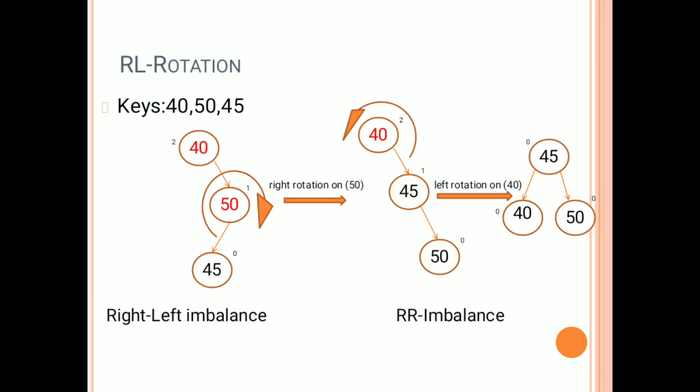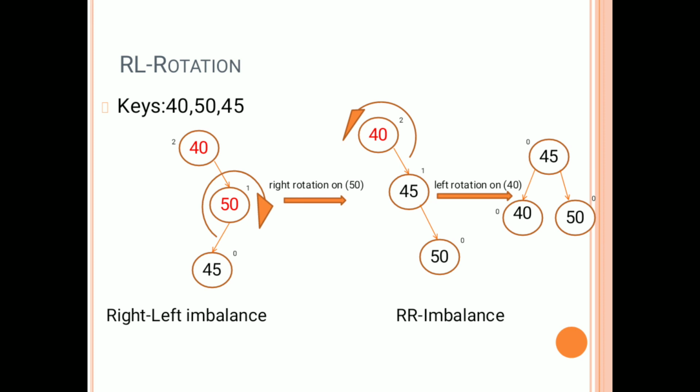Now the tree became imbalanced by inserting 45. That is, 45 is inserted on the right of 40 and left of 50, so it is right of left. By inserting 45 the tree became imbalanced. That's why it is called right of left imbalanced. So by making this right of left imbalanced tree correct, we rotate it through RL rotation.